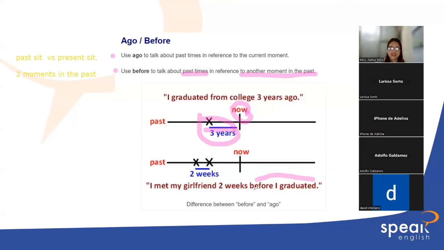They don't have an order. But that is one of the situations, exactly. I graduated. And what was the other? The other situation? In the past? I met my girlfriend. Mm-hmm. I met my girlfriend. Two situations in the past. And they don't refer to the moment that we are talking. I met is in the past. And before I graduated is in the past. Esa es la diferencia. Ago and before. Is that clear?